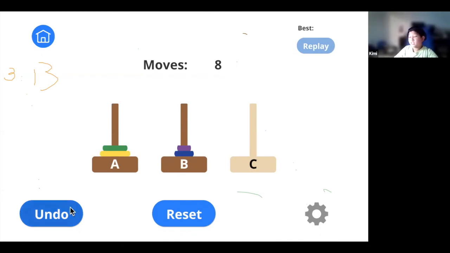Green to C. All right. Green to C, purple to C, and then to A, B to C, purple to C. I built a 3 tower, but now I don't know what to do with it.